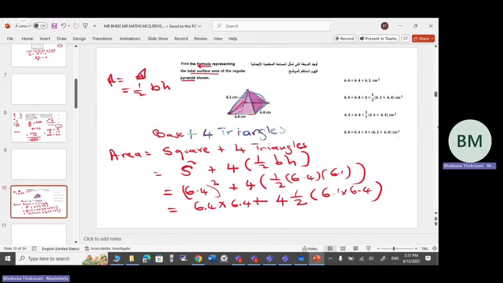So we can see that this will be, okay, let's look at it. So it cannot be this one here. No, it cannot be this. Let's see, 6.4 times 6.4 plus 4 times half 6.1 times 6.4. Yes, this one here. This is the answer, because you can see it's exactly like this one here.